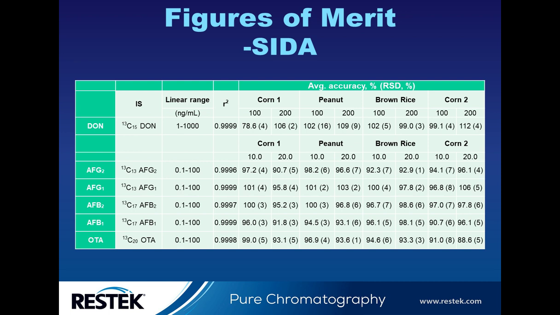Now, let's take a look at the SIDA method. Seems like it's an excellent result across all the four matrices. Look at the dynamic range, it's 1,000 times. And R squared, all with more than three nines. And the accuracy is above 90% mostly.